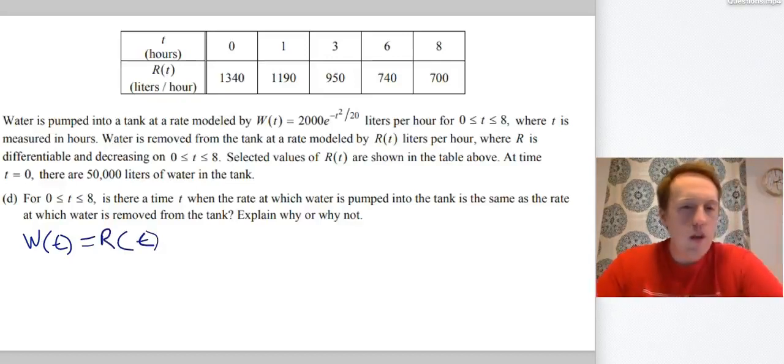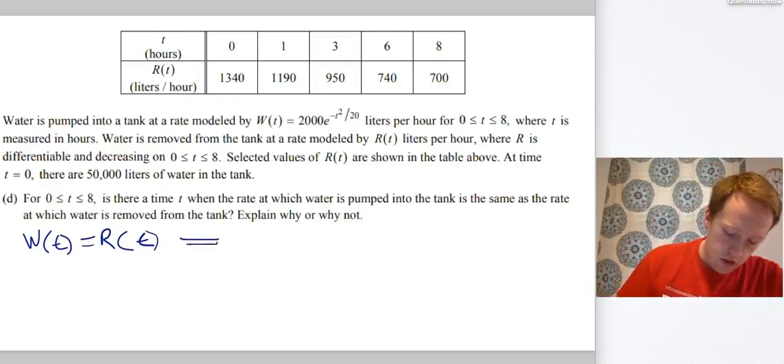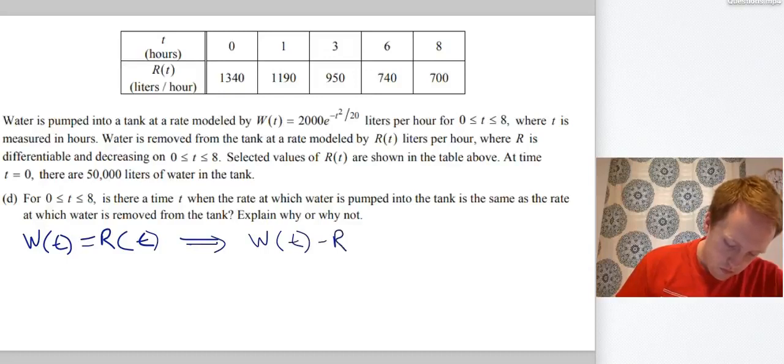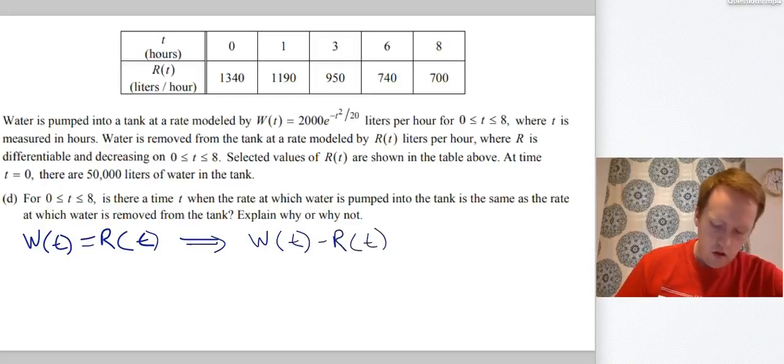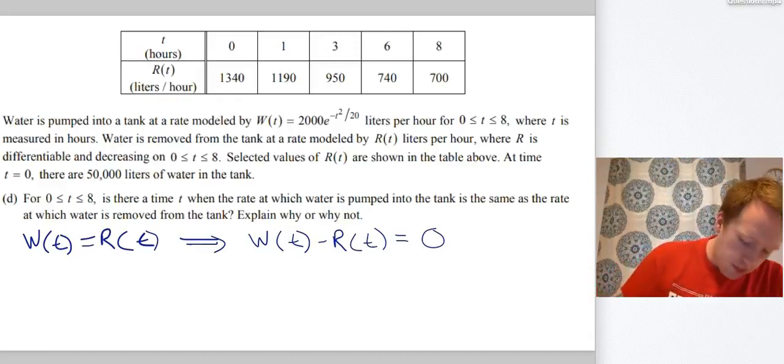Now, if I knew what R of t was, that would be easy. I would just set them equal to each other, move everything to one side and grab it, but I don't know what R of t is. So what I'm going to do, I'm still going to move everything to one side, on the interval 0 to 8. Let's check both endpoints.